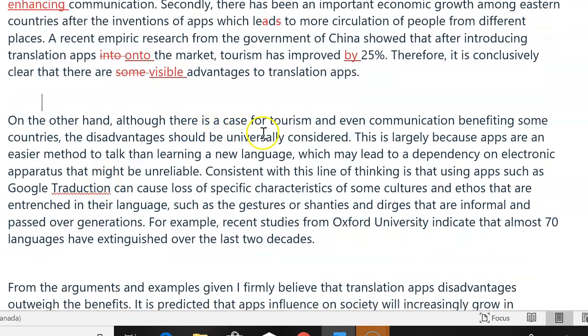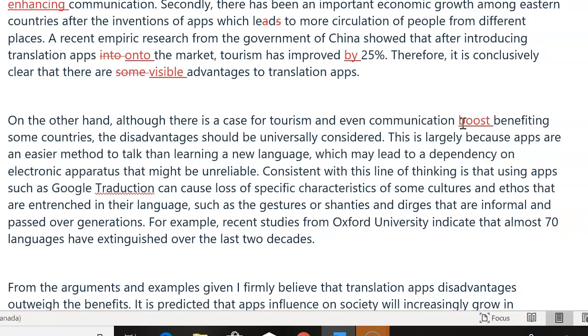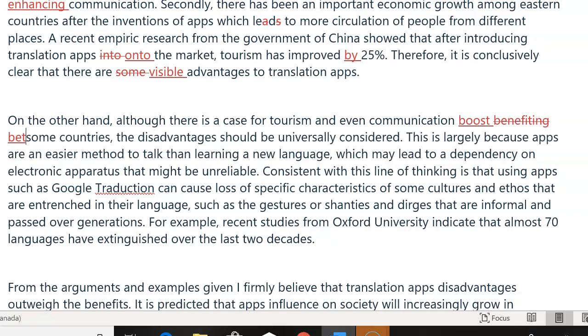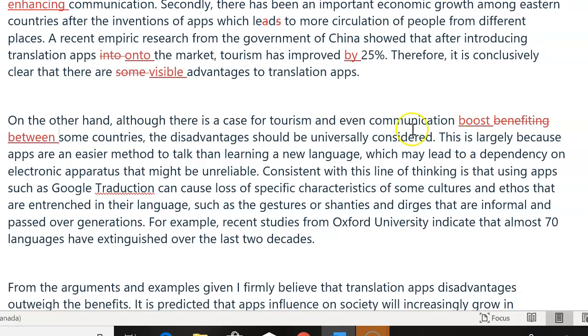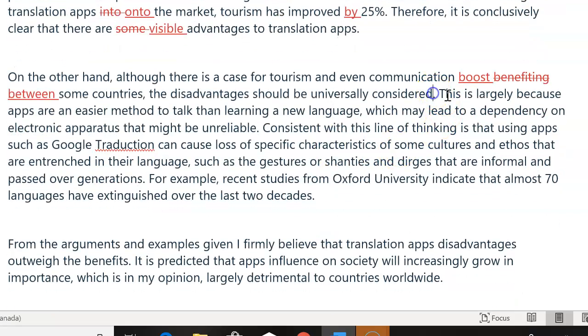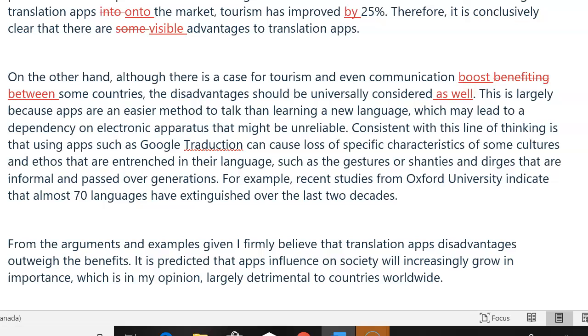On the other hand, although there is a case for tourism and even communication benefiting some countries, I'm not sure what you mean by this. Communication always benefits countries. So perhaps you mean, although there is a case for tourism and even communication boost between some countries, the disadvantages should be universally considered as well. Great vocabulary, great sentence structure. I love this. Well done.